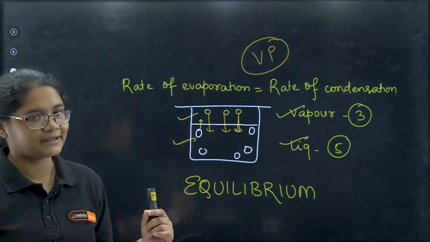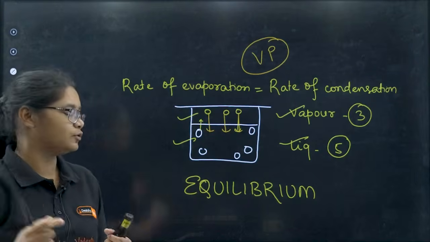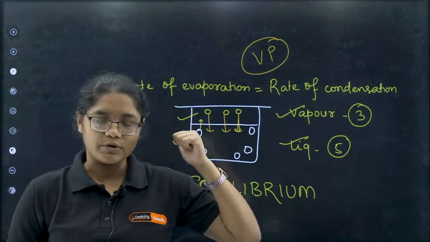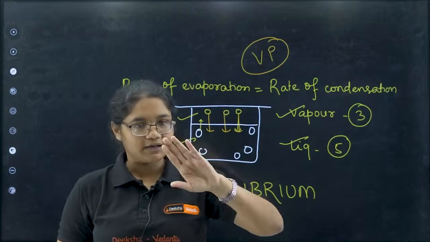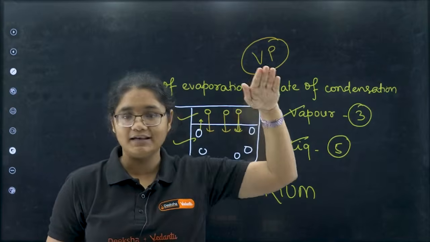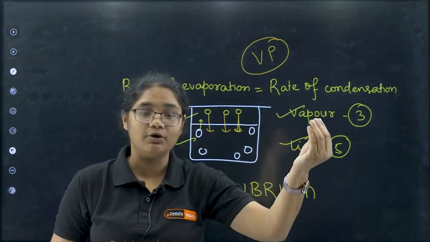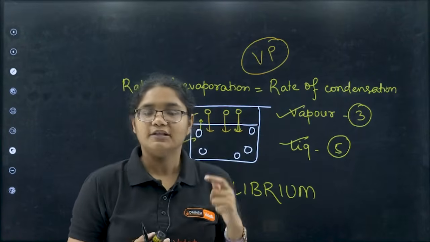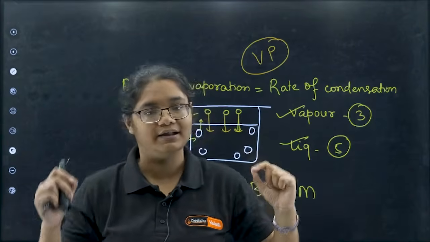Let me explain once again. If you have already understood, please just go to the next topic. You need a closed container, in which you have taken some water or any liquid. Now this liquid will create vapors. Since the container is closed, the vapor particles cannot escape, they will hit the container, come back and condense. So there are 2 processes going on, the rate of evaporation and the rate of condensation.